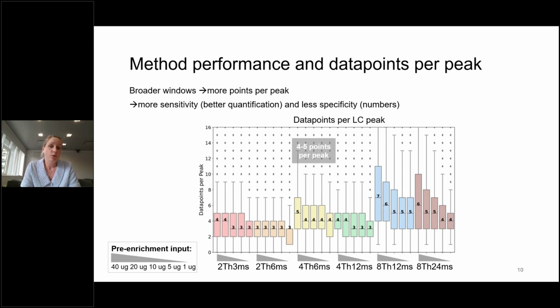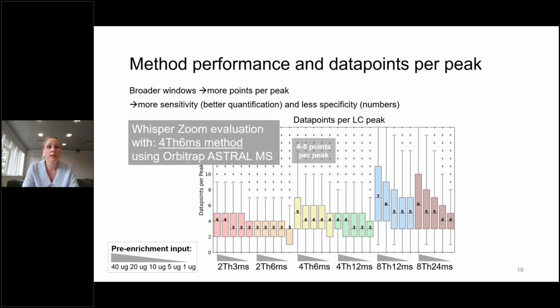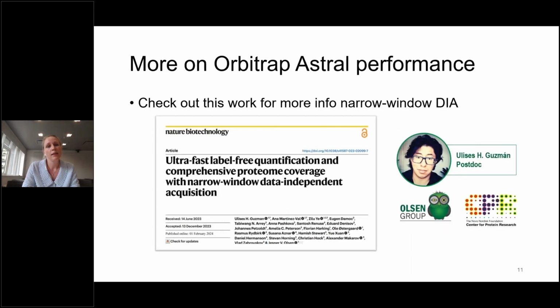And it's actually also for this particular method that we see that we get 4 to 5 points per peak. And this was really good for our quantification. And so we chose this for testing the Whisper Zoom methods. If you want to know more about the Orbitrap Astral performance, check out Alyssa's paper here from last year. But now I'll move on to the evaluation of the Whisper Zoom methods.